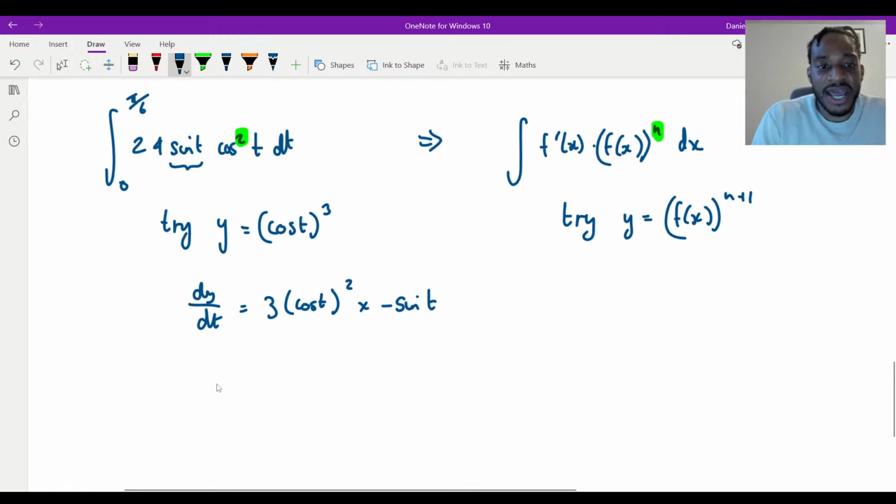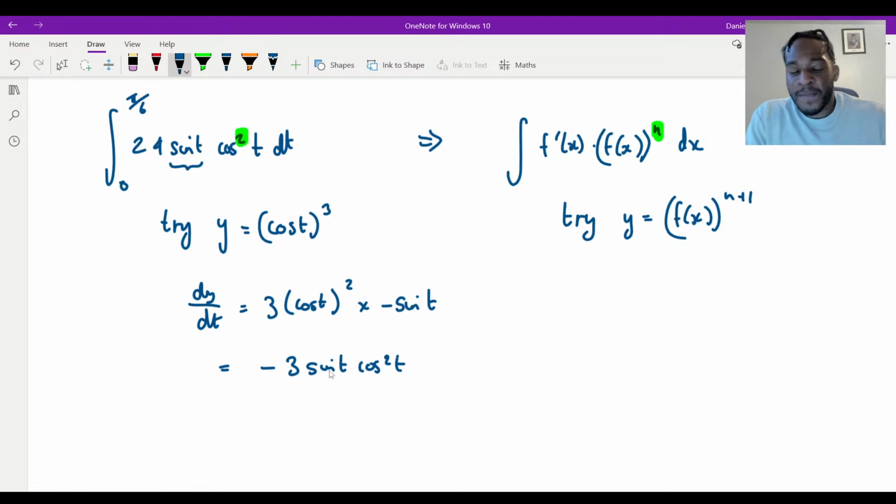So in that case, I'm going to tidy this up. It's going to be minus 3. I'm going to put sine t here. And I'm going to write cos squared t like this. And now, this is the derivative. I know that integration and differentiation are reverse processes, right? So that's not dx, that's dt.